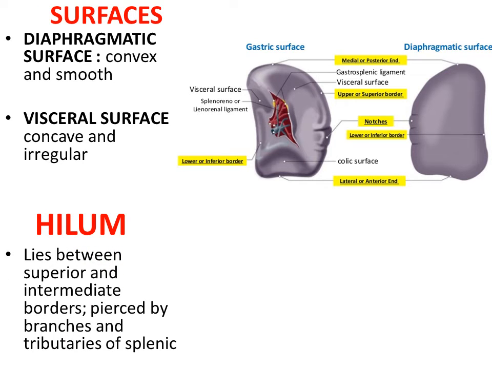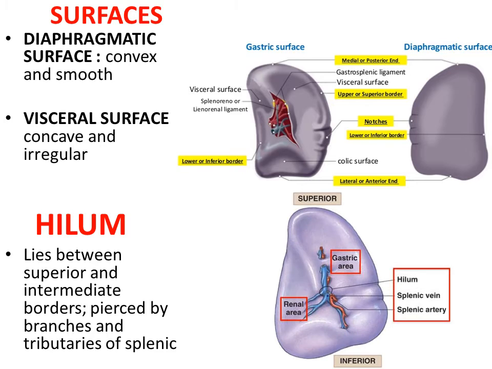And after surfaces is the hilum. See this hilum, it lies between superior and intermediate borders and it is pierced by branches and tributaries of splenic vessels. Right? See over here. This is superior border and this is intermediate border. In between both, here lies the hilum along the long axis of the spleen and it is pierced by branches and tributaries of splenic vessels. Right? So this is about the surfaces and hilum.